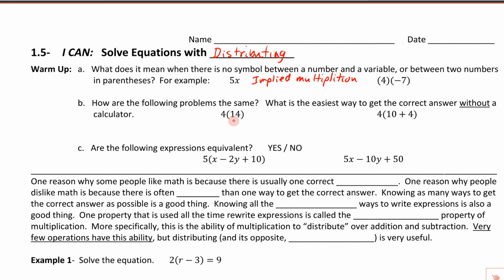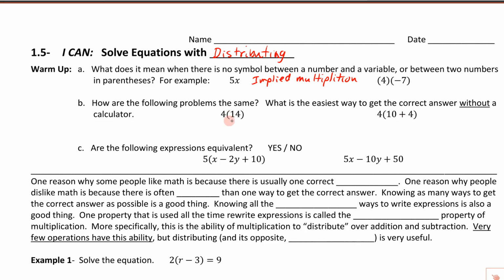And then we're going to take a look at a couple of problems. So we've got 4 times 14, and then we've got 4 times 10 plus 4. And it says, how are these problems the same, and what's the easiest way to get the correct answer without a calculator? Well, if you take a look at this, inside parentheses is a 14, and inside the parentheses here, if we were to add those together, we would get a 14. So it's kind of the same problem, but then the question becomes, what's the easiest way to get the answer?